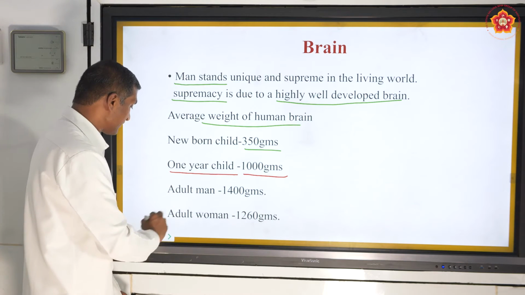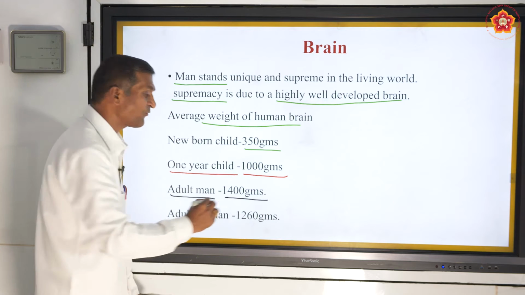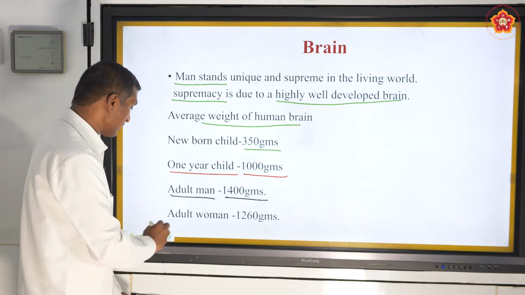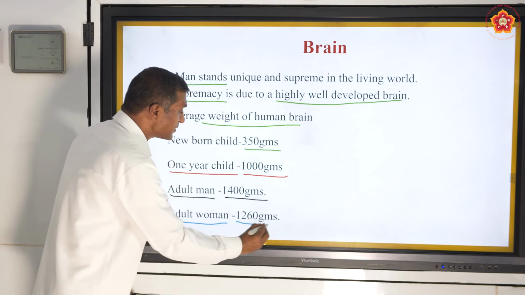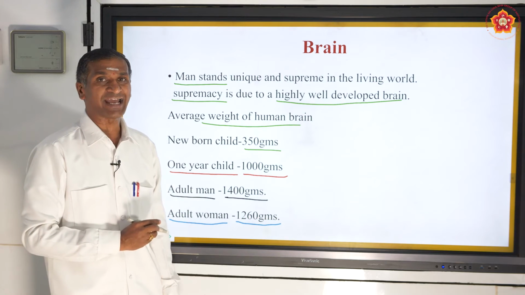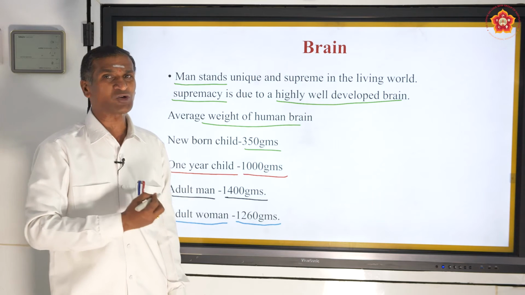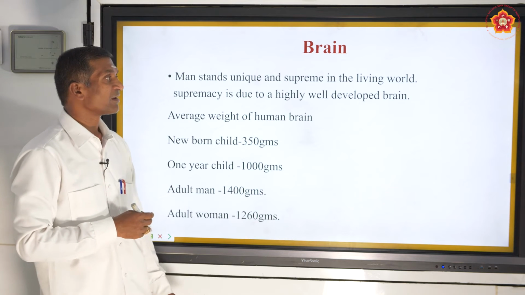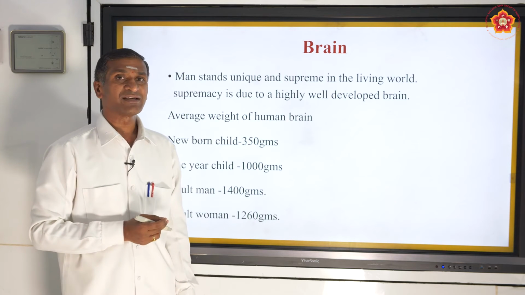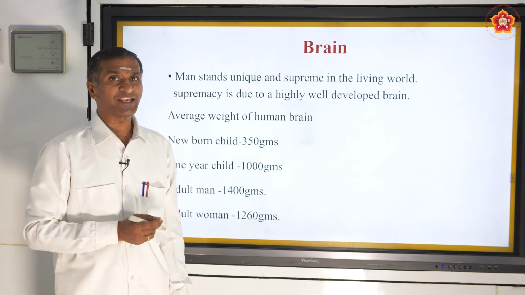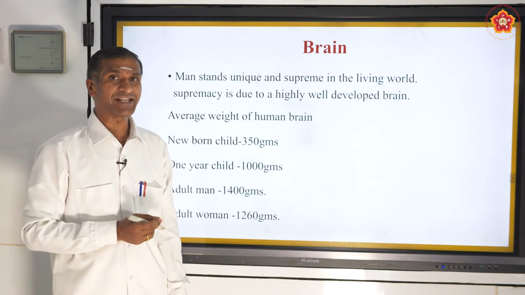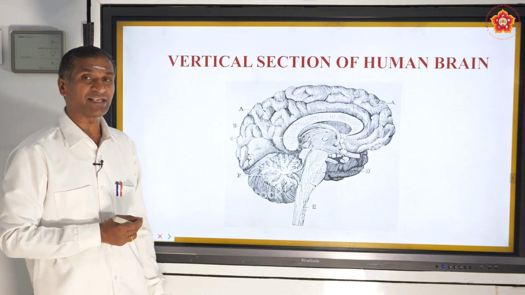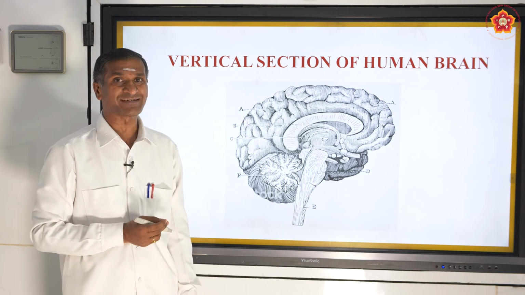An adult man, 1400 grams, the weight of the human brain. An adult woman, 1260 grams. It is an average, approximate weight of the human brain. And this supremacy of the human being is mainly due to the well-developed brain and its average weight, so let us see why it is more unique.